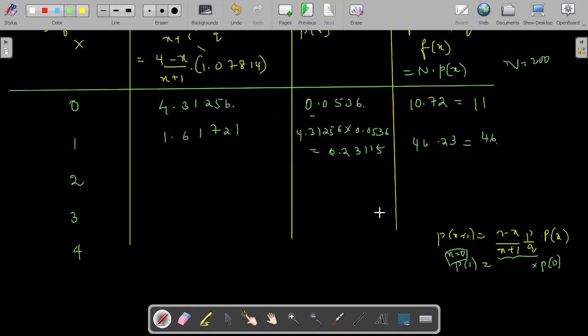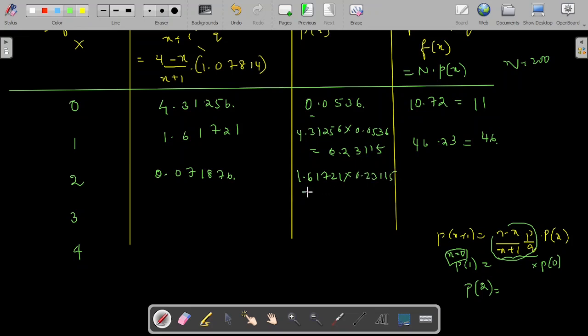Next we have to find it for x equal to 2. 4 minus 2 by 2 plus 1, that is 2 by 3, into this value. So for x equal to 2, you will get this value as 0.071876. Now we need P of 2, which means x equal to 1. For x equal to 1, the value of this expression is 1.61721 into P of 1. What is P of 1?